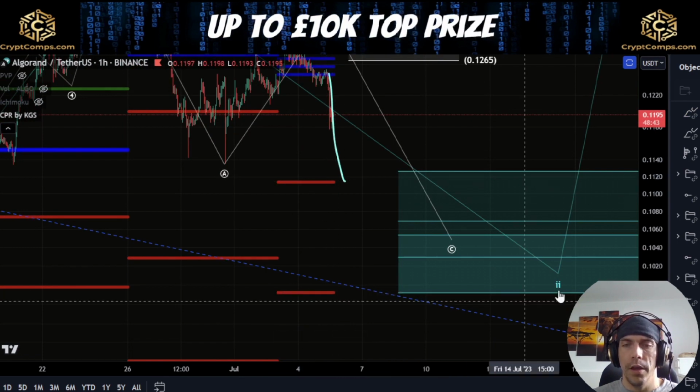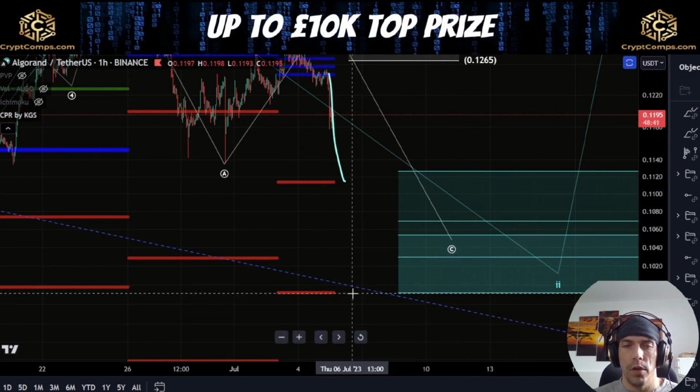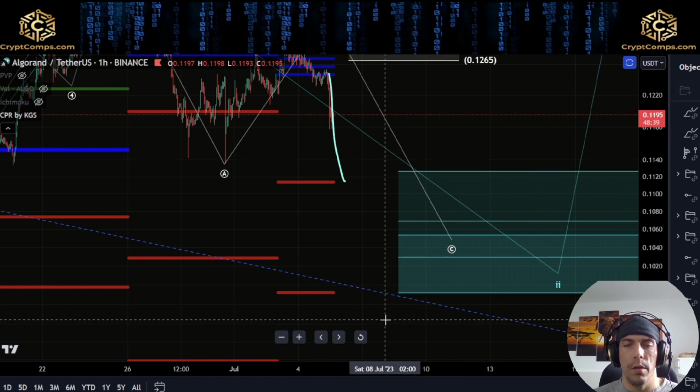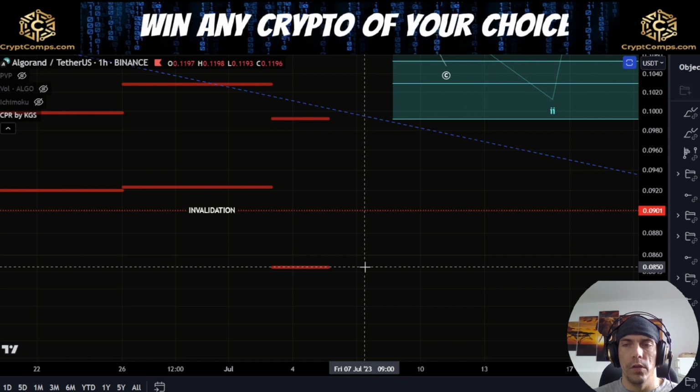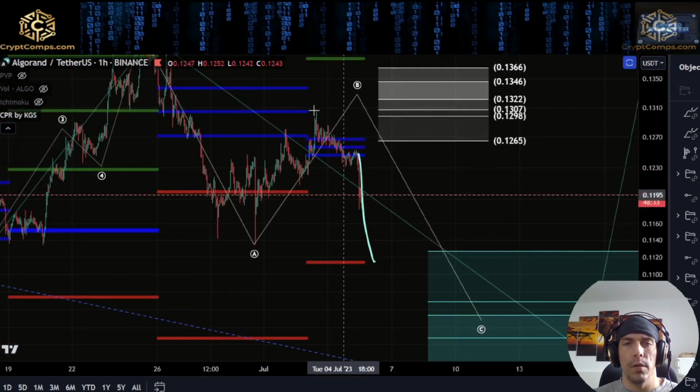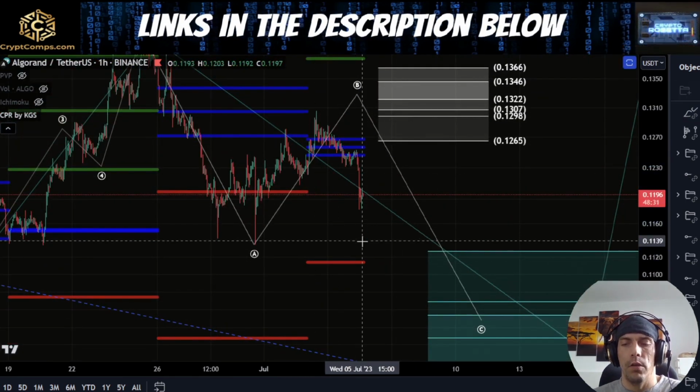We have the R2 line aligning with our 0.786 retracement here, which would be towards the 0991. We also have this R3 line lower down here towards this 0850. So that would be looking at the potential that we just break down directly here.